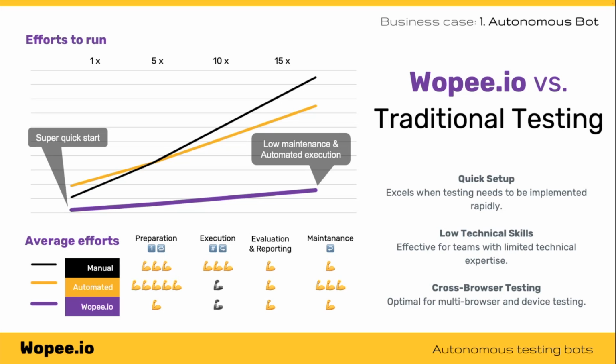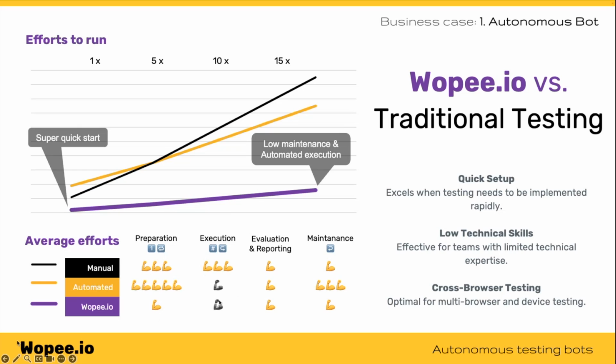Compared to other traditional methods, Wopee helps you to start super quickly, and it does not require too much effort to deal with test execution and test automation in general. So if we compare these four activities, preparation, execution, evaluation and reporting, and maintenance, against manual and automated tests, our autonomous testing bots can be set up very quickly. You don't need to spend hours or days to get it ready.